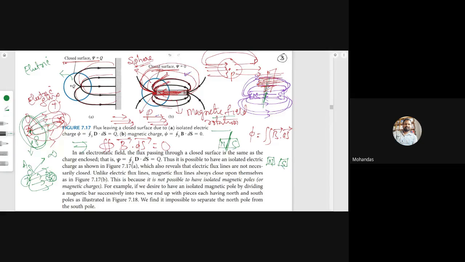Please respond. You might have done some experiments related to the magnet. If you break the magnet into two pieces, this piece also consists of, please tell me, north pole and south pole, and this piece also consists of north pole as well as south pole. If you break this magnet again, it again consists of north and south pole, because isolation of magnetic poles is not possible.